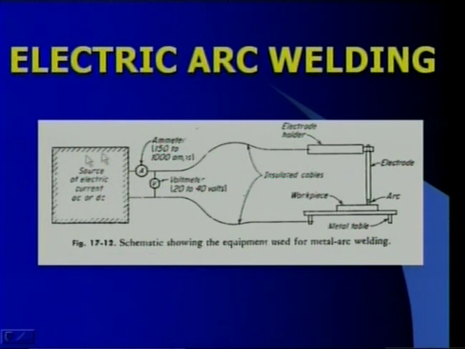Whenever we connect this positive terminal to this metal, this metal becomes the anode. Whenever the electrode and workpiece are touched and a gap of 1 to 1.5 mm is maintained, an arc is produced here. That arc generates heat, around 1800 to 2000 degrees centigrade, which is going to melt the weld pieces which are to be joined. So, whatever we are going to use comes under electric arc welding.